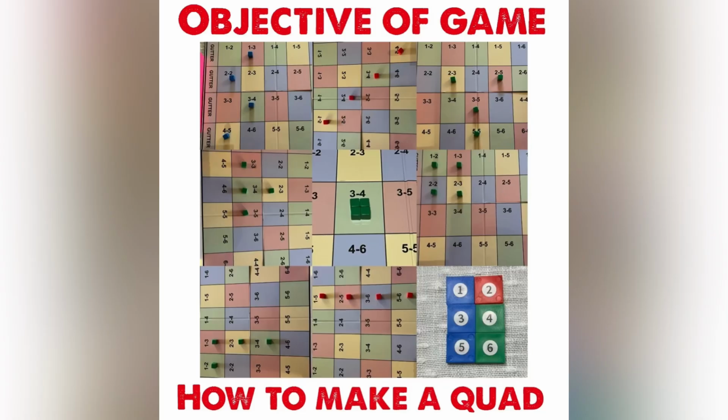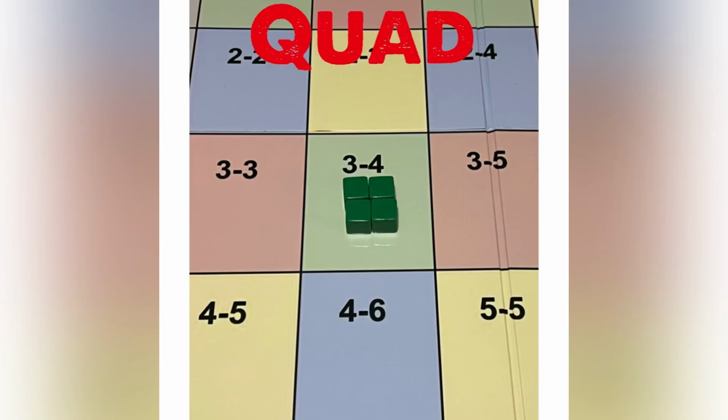The objective of the game is to complete 4 quads before your opponent to win the game. The player who completes their 4 quads first wins the game. A quad is a single set of 4 cubes of the same color inside a square on the board.